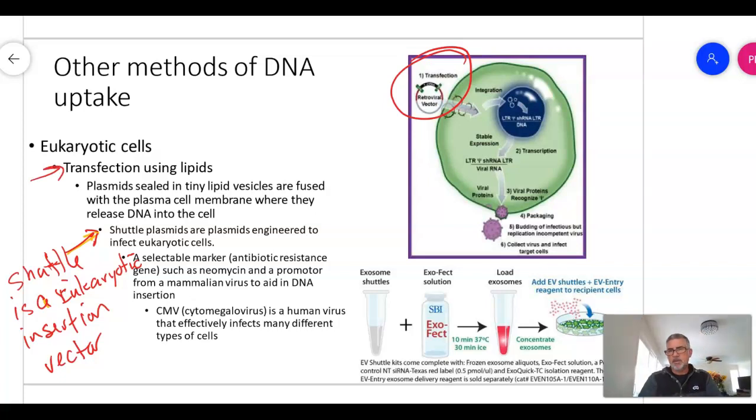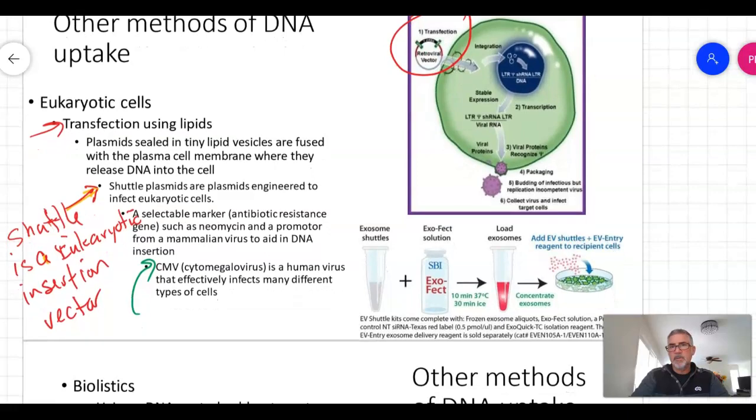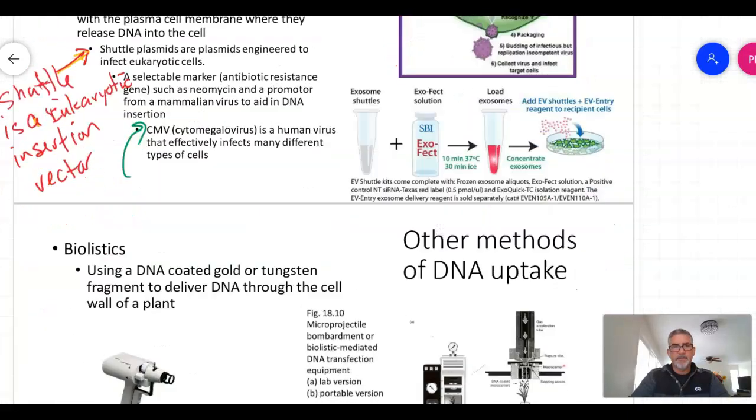I can do it using a lipid membrane or a vesicle. Or oftentimes we do transfection with an engineered virus. CMV, cytomegalovirus, is a human virus that affects many different types of cells. It's a promiscuous virus, so it's ideal for using this. So just know that we use shuttle plasmids and we insert them via transfection.